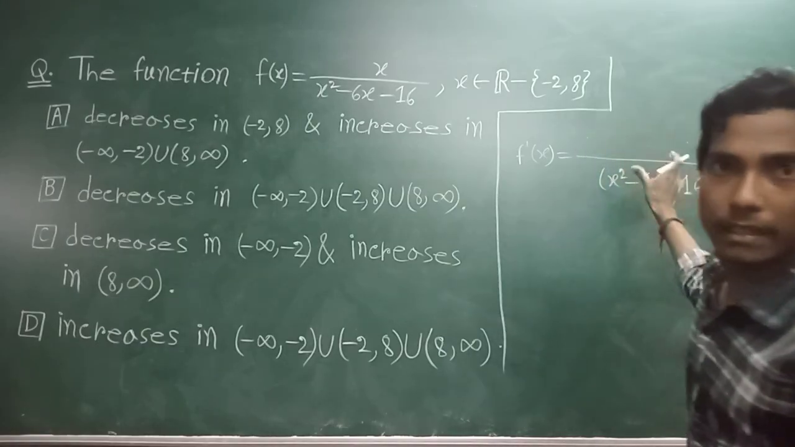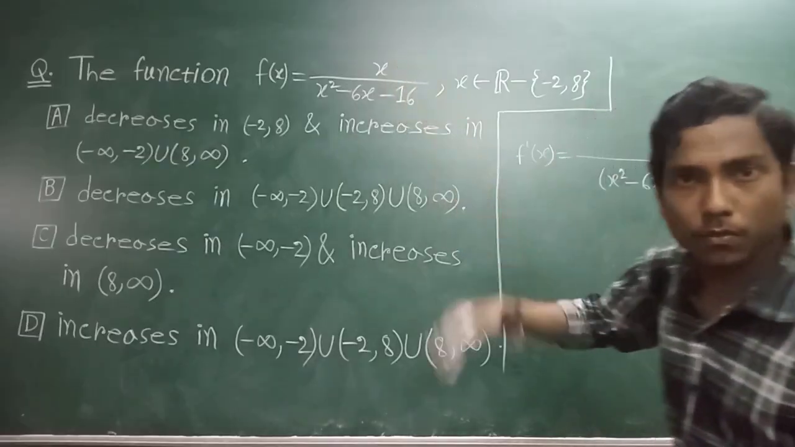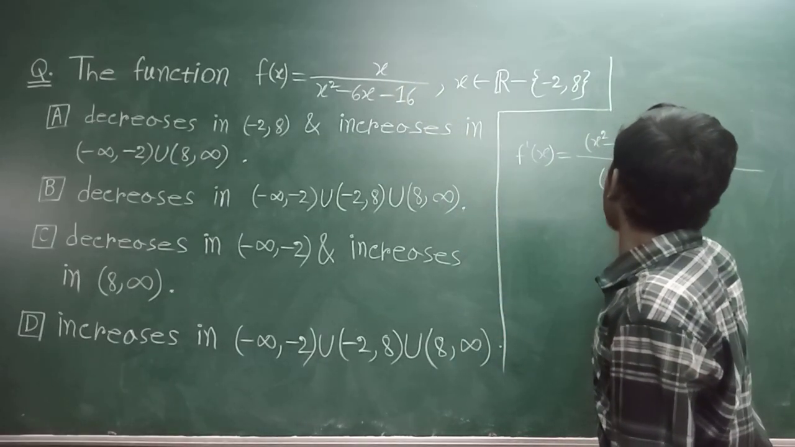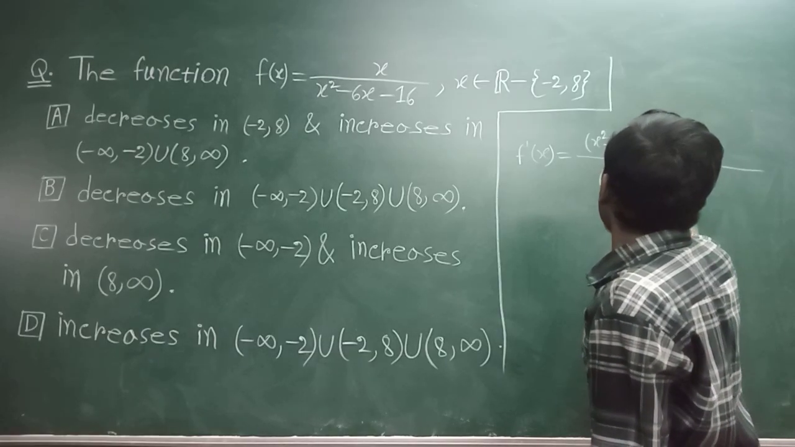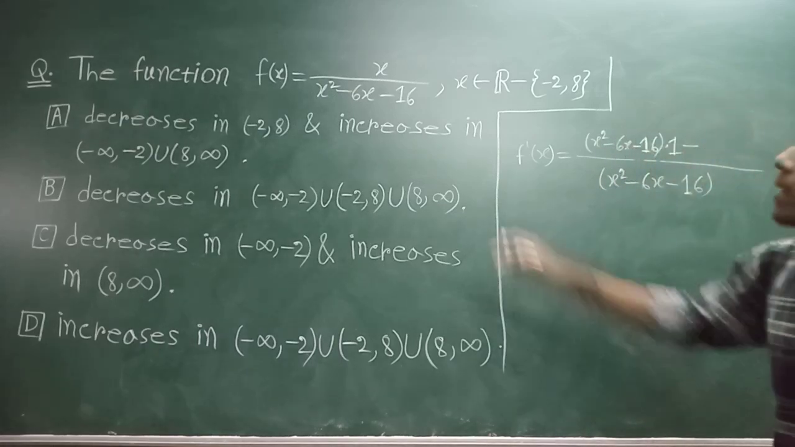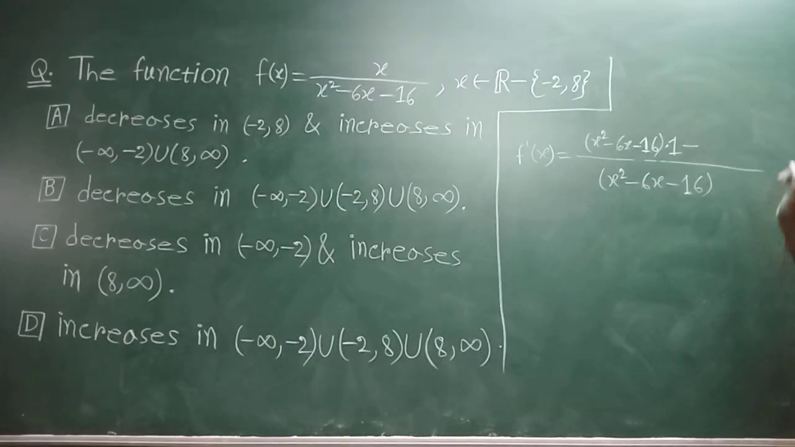Then, keep v constant, and du by dx. So dx by dx is 1. Thus x square minus 6x minus 16 into 1. Minus, keep the numerator constant, then the derivative of the denominator. So x into 2x minus 6.